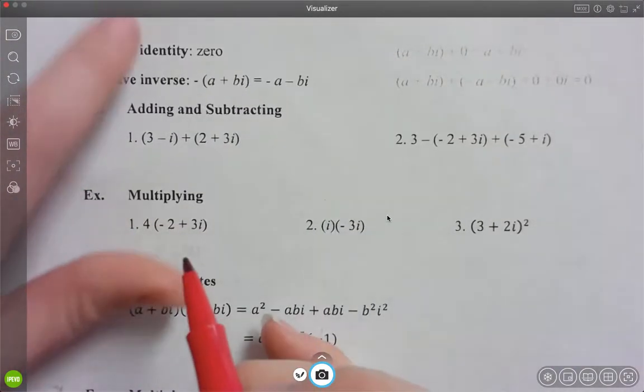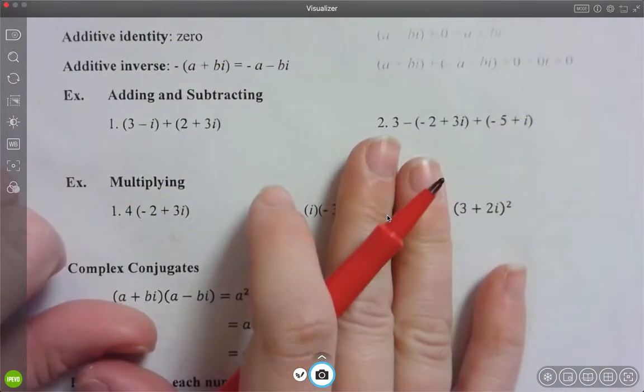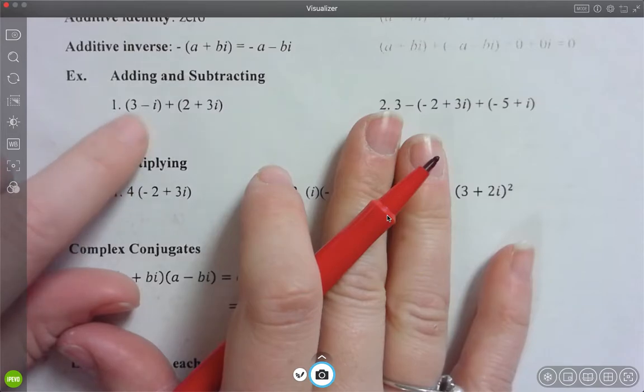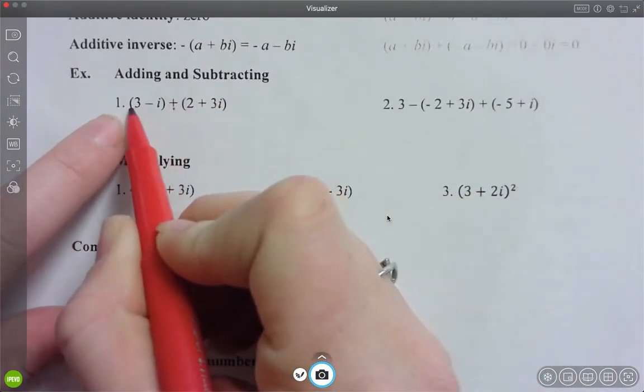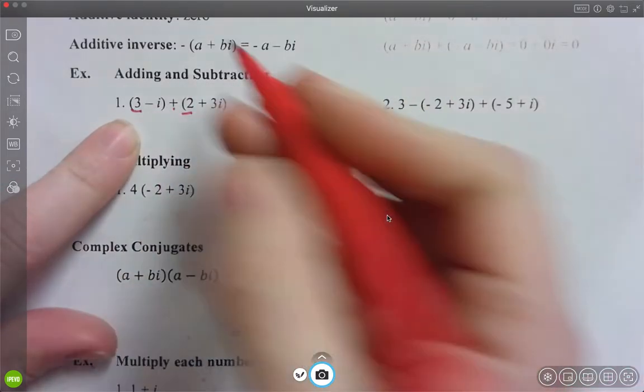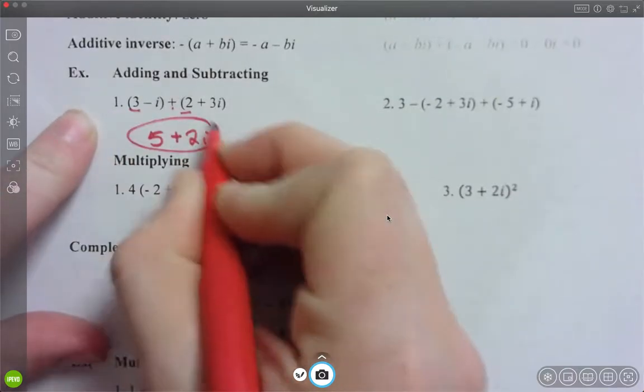I'm going to skip this top part. The additive identity is 0. Anything you add to 0 stays the same. Adding and subtracting: since I'm adding, I'm just going to add the parts that I can together. So 3 plus 2 is 5. Negative i plus 3i is plus 2i. And that is all I can do.